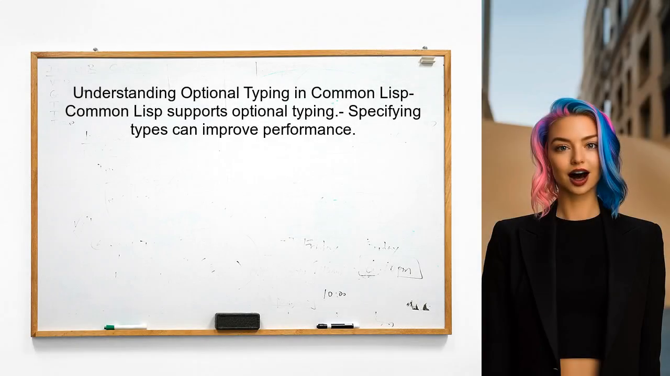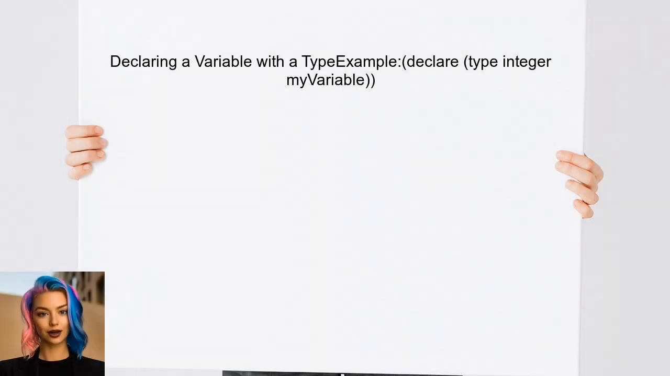To begin typing variables in Common Lisp, the user should understand that Common Lisp supports optional typing. This means that the user can specify types for variables to potentially improve performance. Next, the user can explicitly declare a variable with a type using the declare statement. For example, to declare a variable as an integer, the user can write declare type integer my-variable.